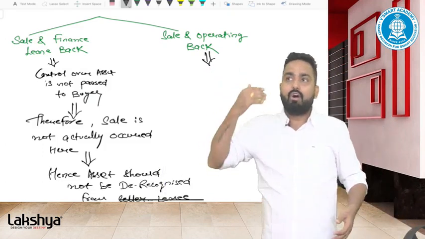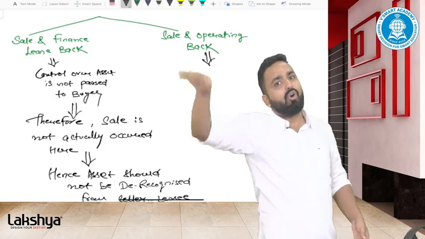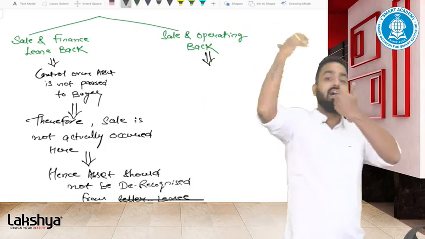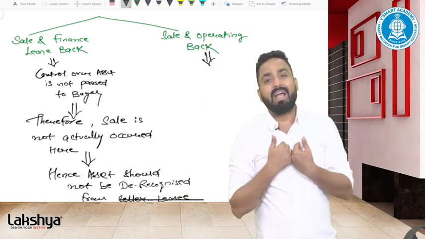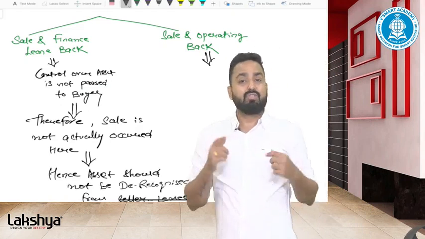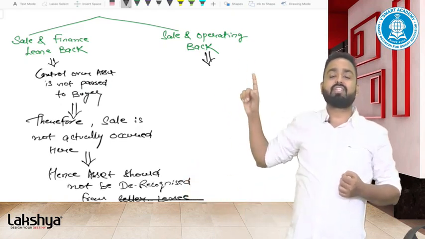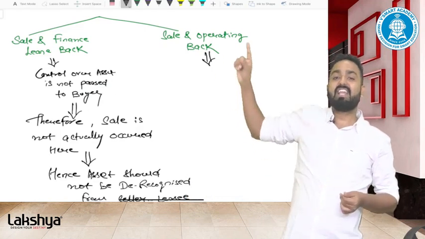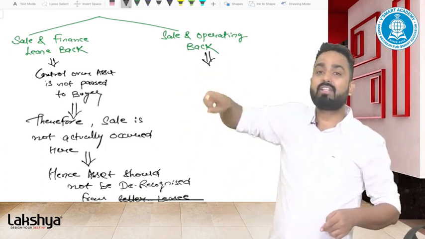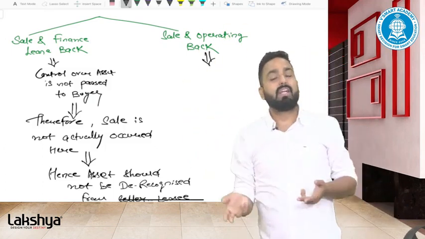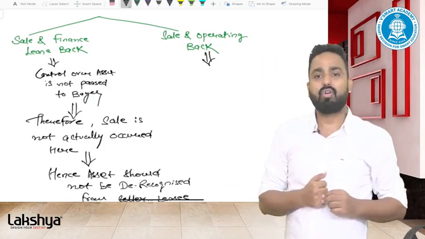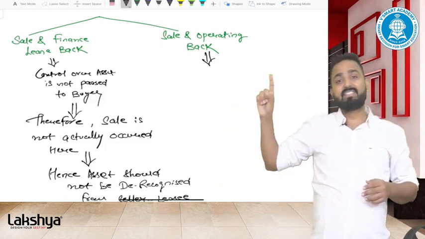So technically, on selling the asset, I transferred all the substantial risk and rewards, including the ownership. But when I took the asset back on operating lease, I am just getting a few risk and rewards. So the substance of the transaction says that yes, here the sale has actually happened, because along with the ownership, all the risk and rewards have also been transferred, but have not been taken back. Understood or not? So yes, here the sale has happened.